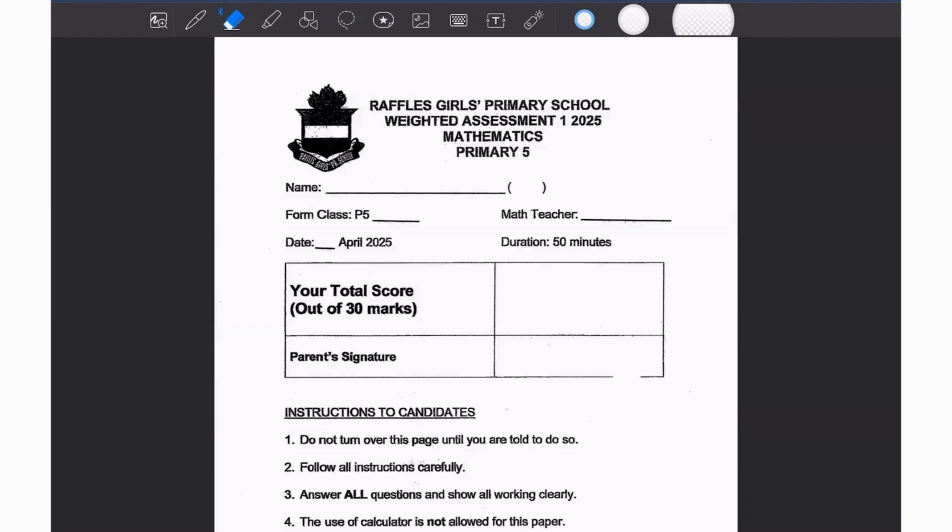Raffles Girls Primary School Weighted Assessment 1 2025, Primary 5.